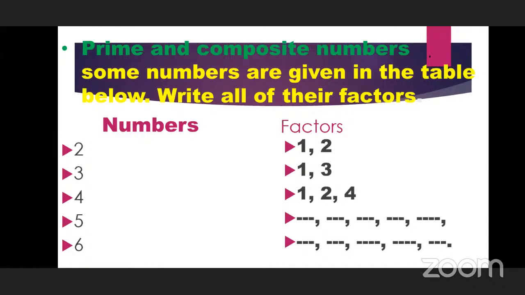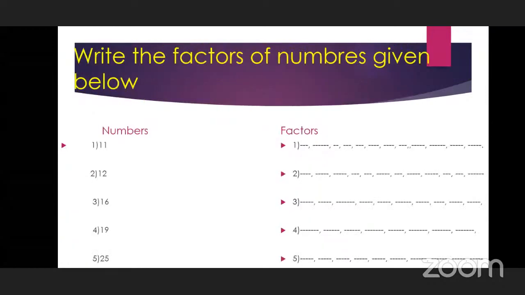Okay, so next slide. So here, what is given? Write the factors of the numbers given below. Here, some more numbers are given to you, and you have to find the factors of each number. So the first number is 11.